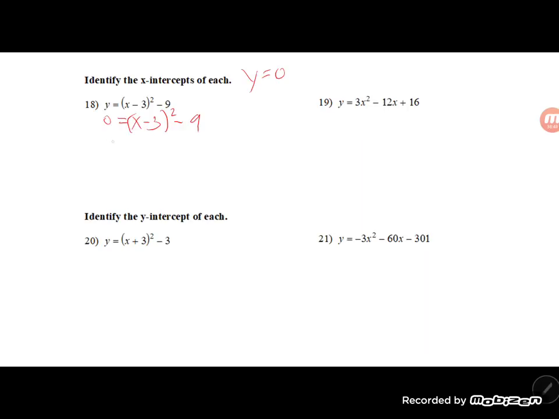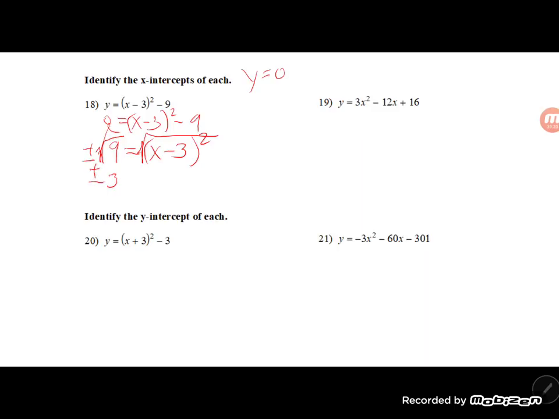So we'll add 9 on both sides, and we will get 9 is equal to x minus 3 squared. We now need to get rid of the square, so we will go ahead and take the square root on both sides. But now we need to remember that we need to write plus and minus in front of that square root, because anytime we take a square root, there could have been a positive or a negative underneath that square that we didn't account for. So square root of 9 is just 3, plus or minus.